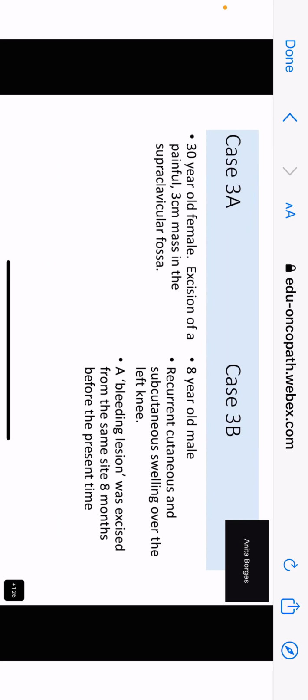Case number 3A, 30-year-old female, excision of a painful 3 centimeter mass in the supraclavicular fossa. And case 3B is an 88-year-old male with recurrent cutaneous subcutaneous swelling over the left knee. A bleeding lesion was excised from the same site 8 months before the present time.